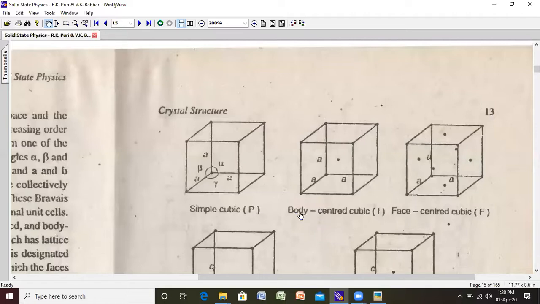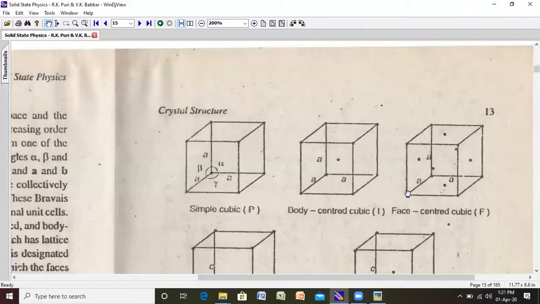And there are body-centered cubic. Body-centered cubic means in spite of the points at the corners, there is also a point at the center of the body of this cube. That is why it is called body-centered cubic.